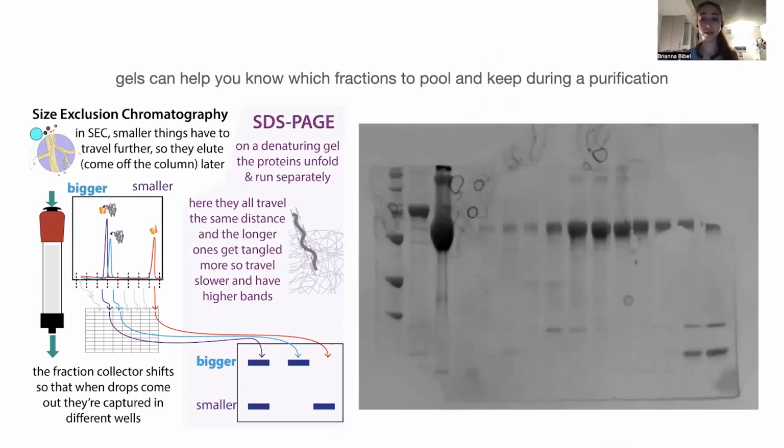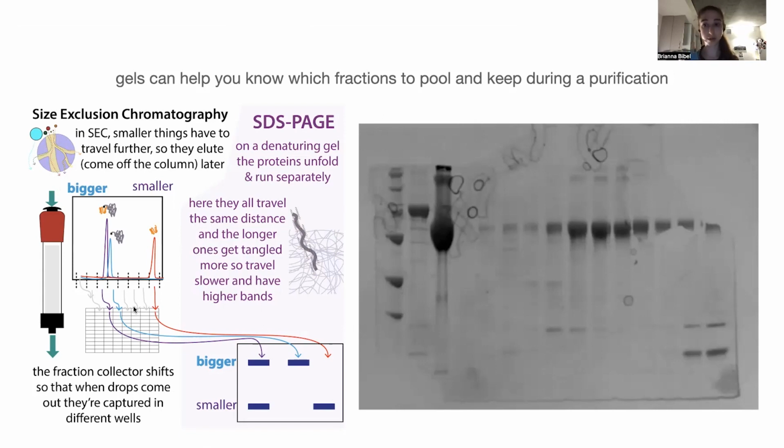Also in purification, we can use gels in order to determine which of the fractions to keep. For example, when we're running size exclusion chromatography, how it works is that these beads have pores in them, and the smaller things are going to travel through all the pores, whereas the bigger things are going to get excluded from the pores. Because the bigger things can't go through all those little secret tunnels, they get to take shortcuts. They don't have to go as far, and so they're going to travel faster and come out sooner.